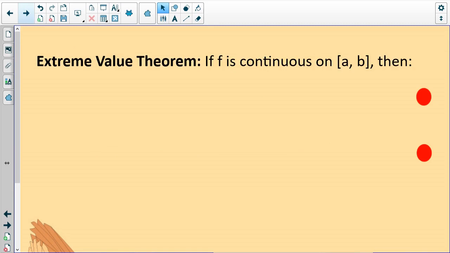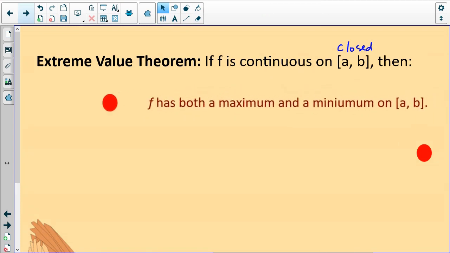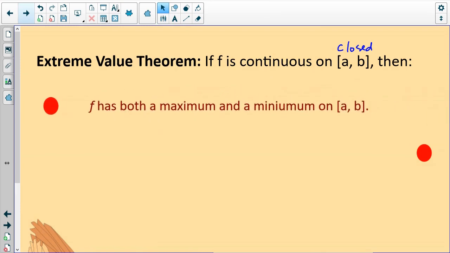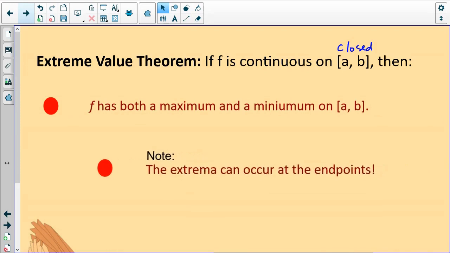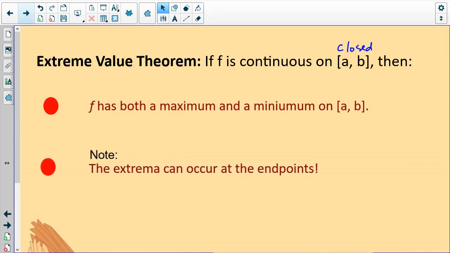The extreme value theorem states the following. If a function is continuous on a closed interval a to b, so note that this is a closed interval, then the following thing is true, and then there's a note. First, f, the function, has both a maximum and a minimum on the closed interval a, b. And we want to note that these things that are called extrema can occur at the endpoints.